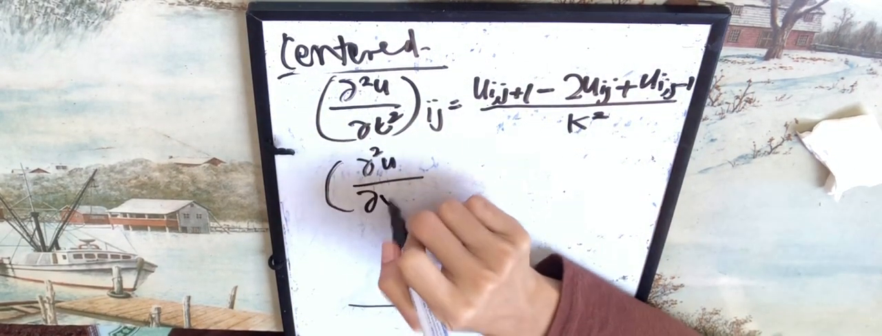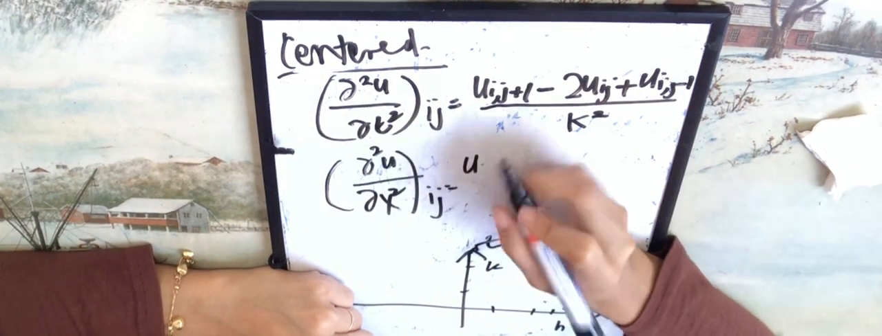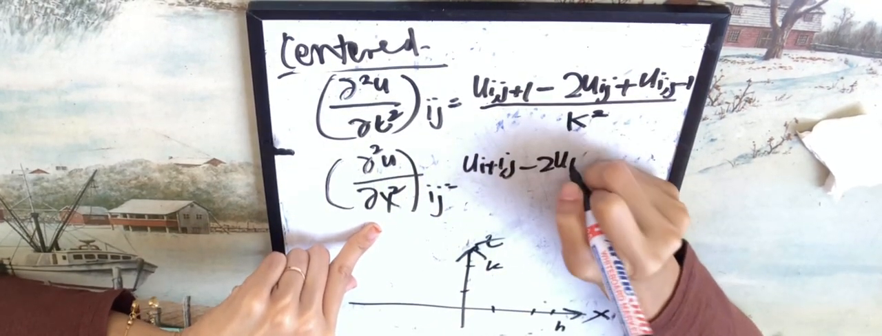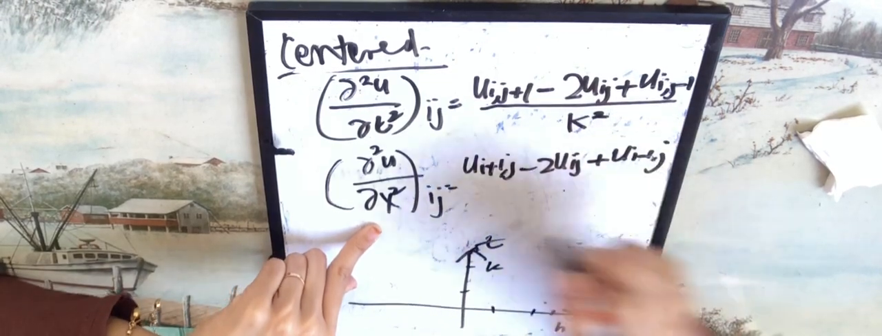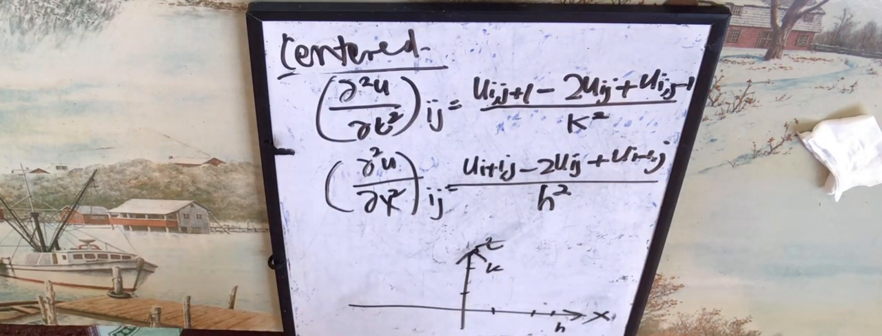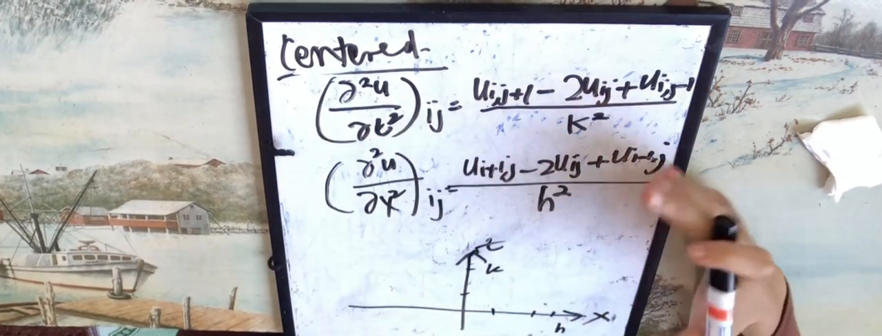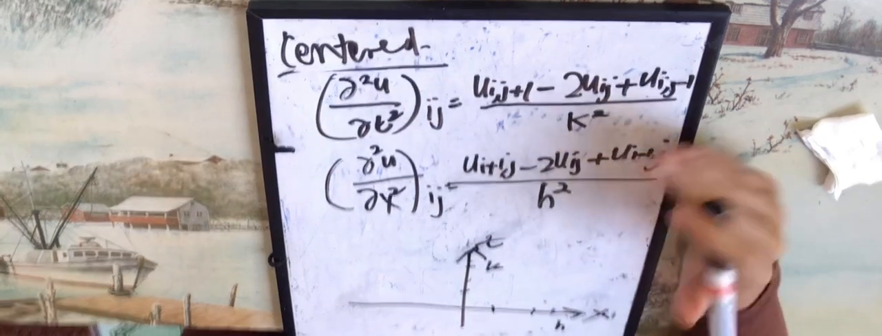Now for d square u dx square: u i plus 1 j minus 2 u i j plus u i minus 1 j, divided by h square. This is all the formula you need to know before we go to the finite difference method: forward, backward, centered of the first order and also centered for the second order. It is similar to the numerical differentiation you learned before in general mathematics.